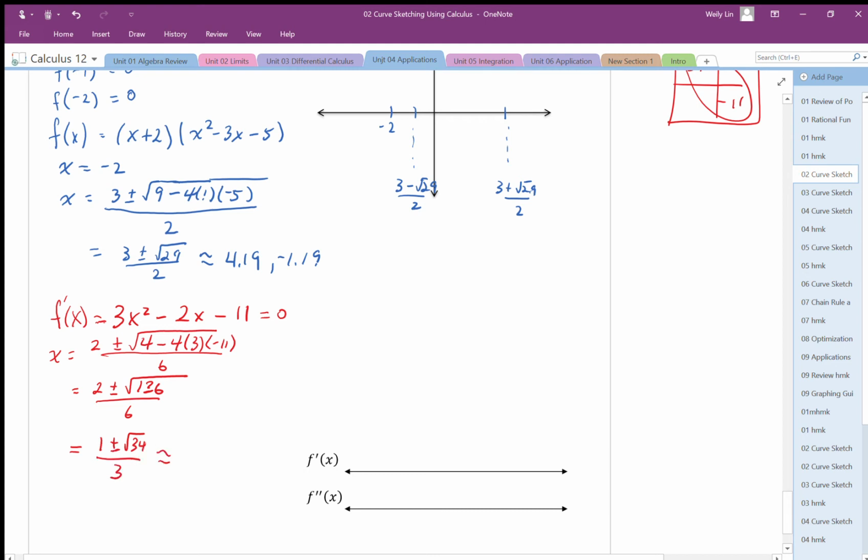Okay, so the decimal values for these are approximately 1 plus square root 34 divided by 3, a 2.27, or 28 actually, and when I subtract, I'm going to end up with negative 1.16.